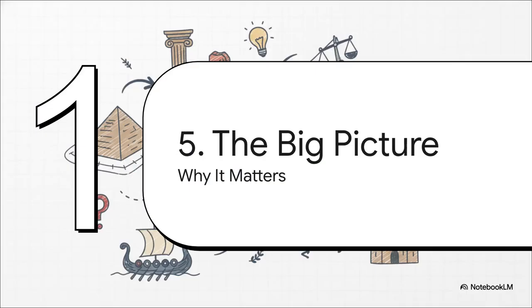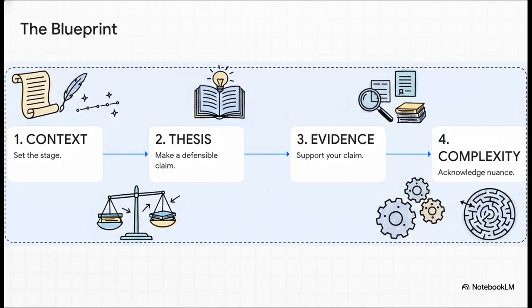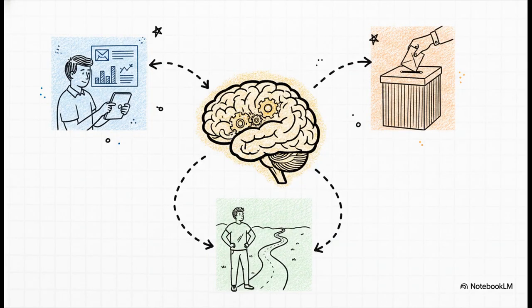Okay, so we've walked through the whole blueprint. Let's just zoom out for a second and talk about why any of this really matters. This four-step process, context, thesis, evidence, and complexity, it's not just some formula to pass a test. It is a really powerful framework for thinking critically about, well, everything. And that's really the heart of it. Learning how to build a strong, evidence-based, complex argument isn't just for historians. It's an essential skill for understanding the news, for making big decisions in your life, and for being an engaged citizen in a really complicated world.